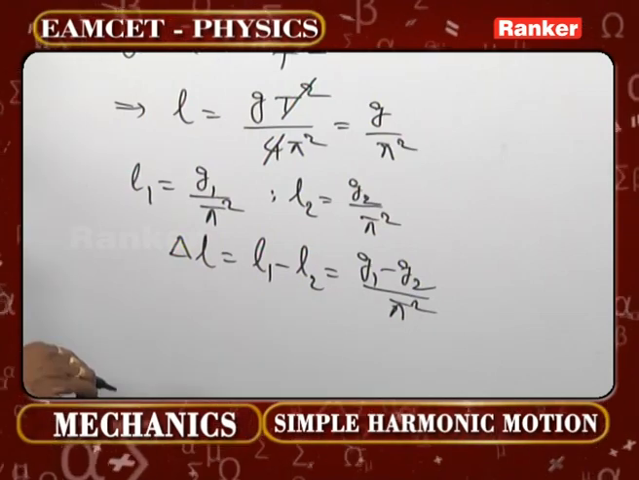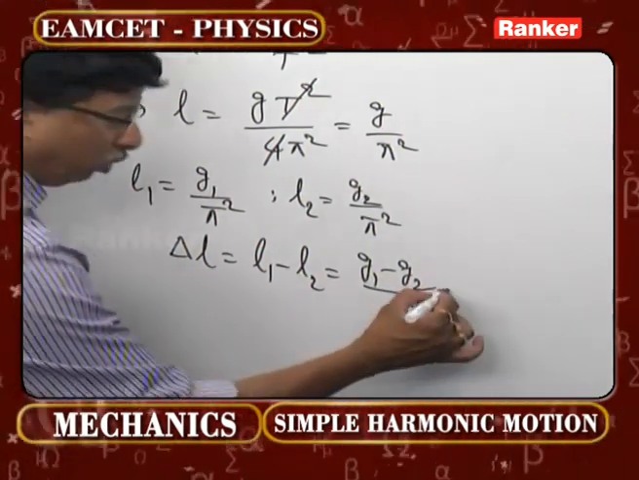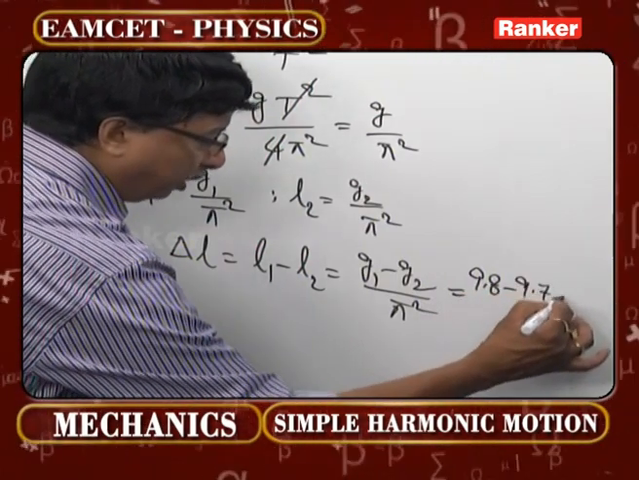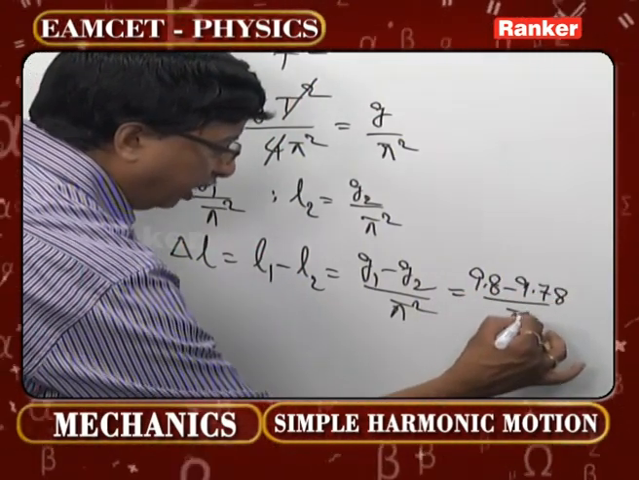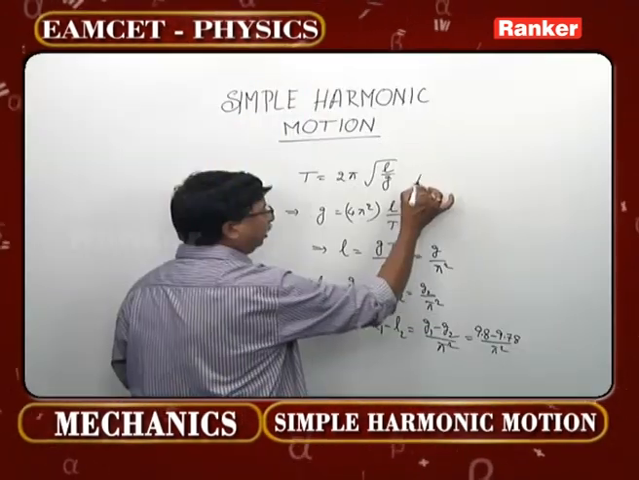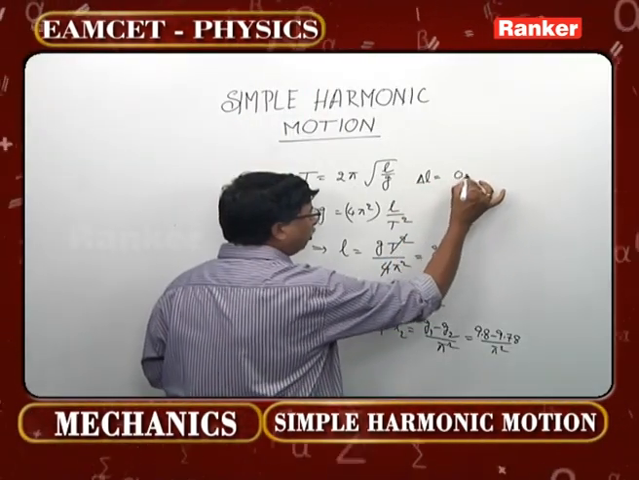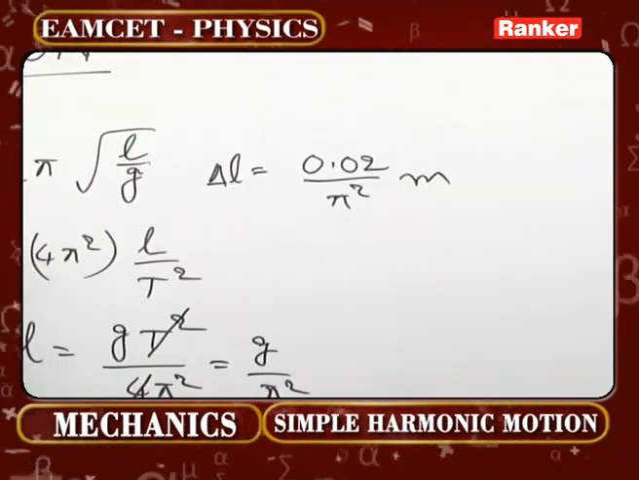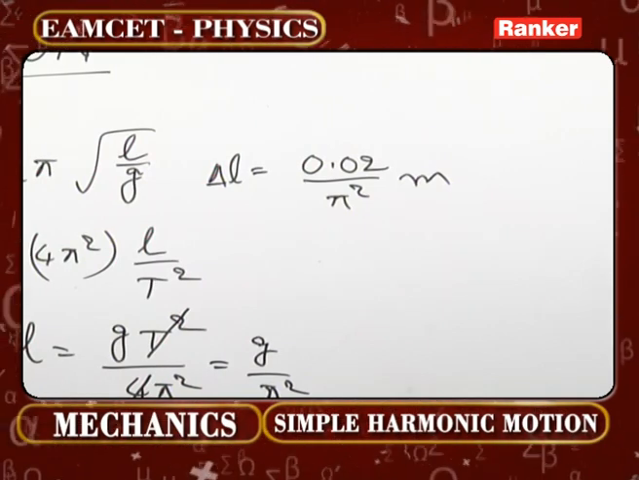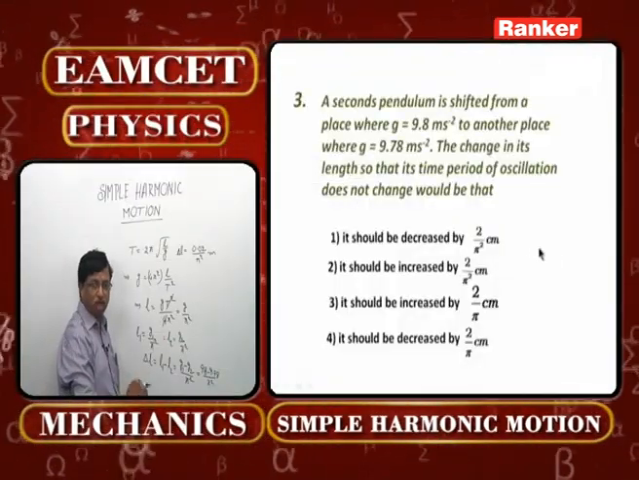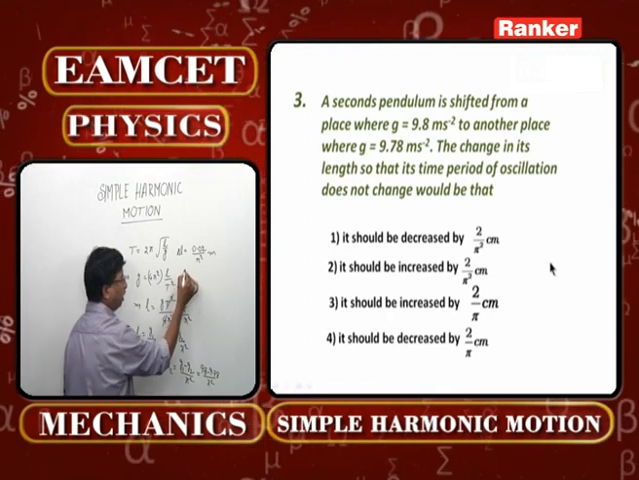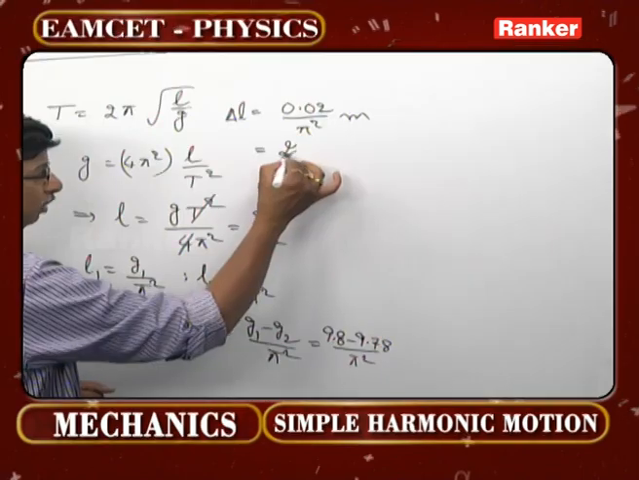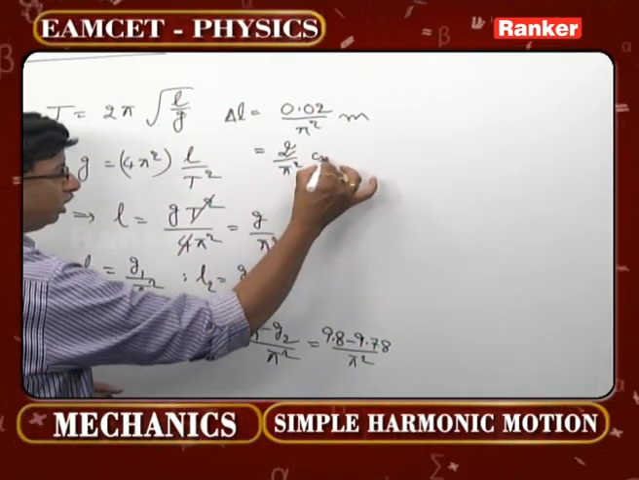What is g1 given? 9.8. g2 given 9.78. So 9.8 minus 9.78 by pi square. You will now be getting delta L value is 0.02 by pi square meter as such. But very cleverly he is giving all the options in centimeter, please, not in meter. So naturally, if you want to convert this into centimeter, multiply this by 100, please. So won't you be getting 2 by pi square centimeter over here?